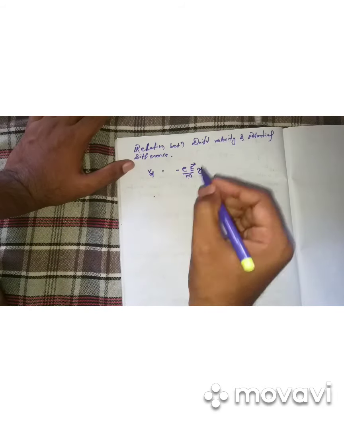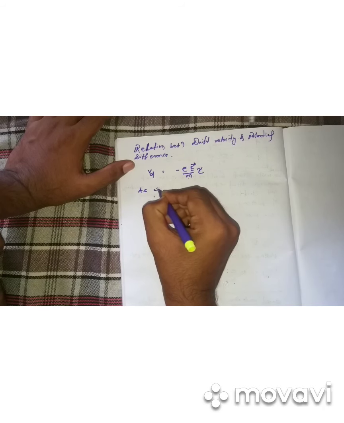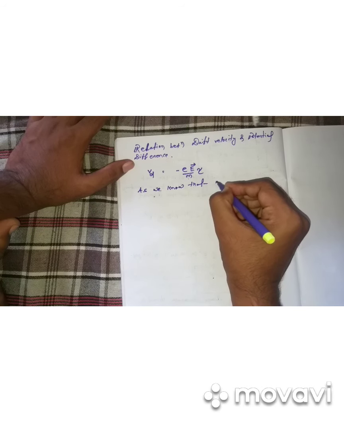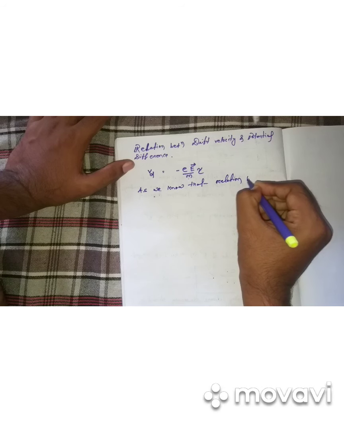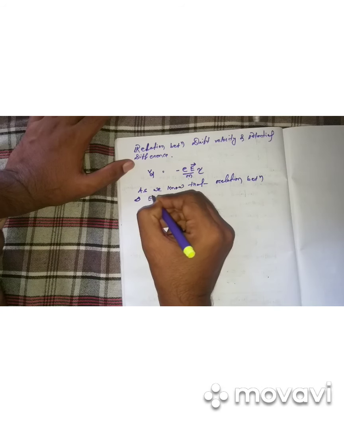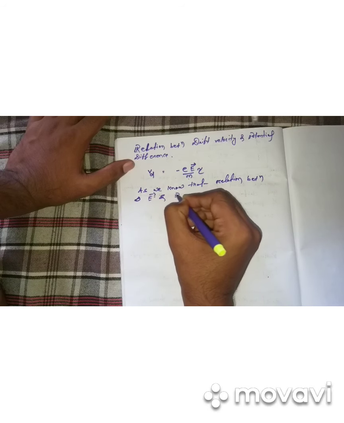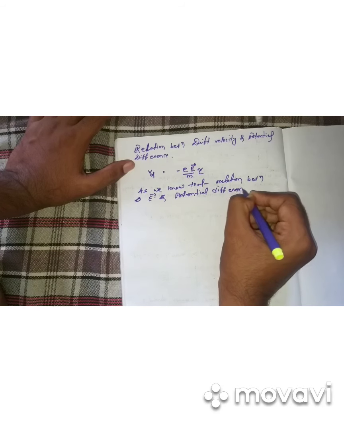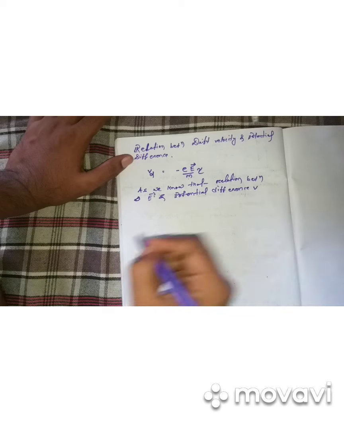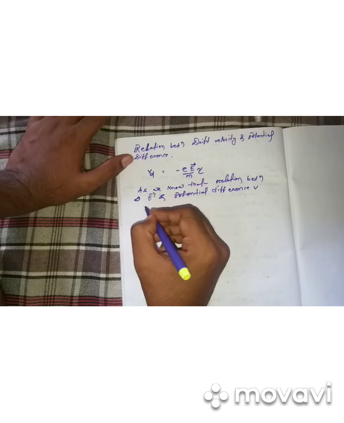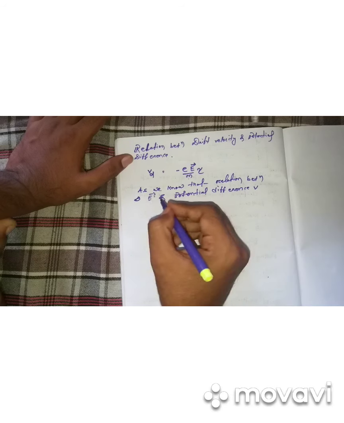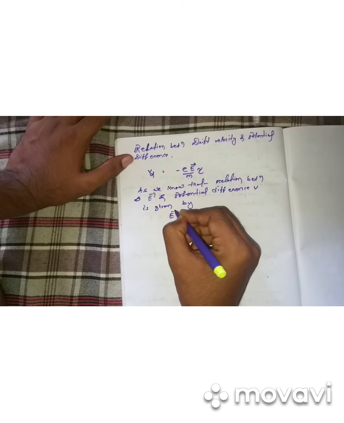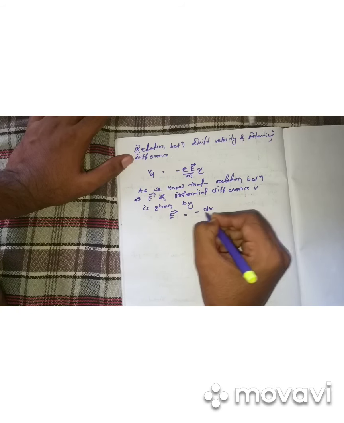as we know, the relation between electric field and potential difference V is given by E vector equals minus dV by dr.